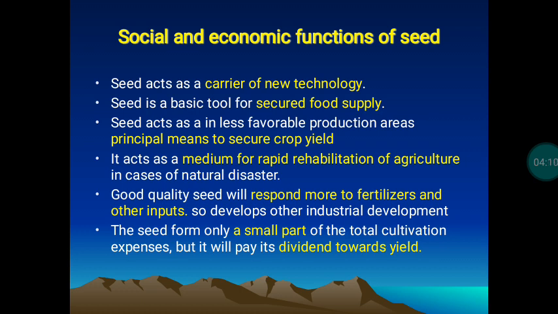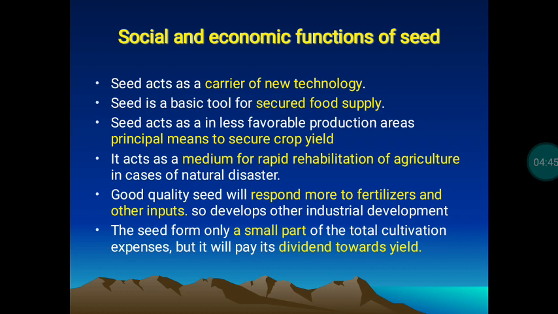Then seed is a basic tool for secure food supply. If there are any natural calamities, by sowing the seed you can have a crop. Suppose you don't have seeds, then after natural calamities there is no chance for re-establishment of all our food crops. So seed is a secure source for our food supply, and also for rapid rehabilitation of agriculture in the case of natural disaster.